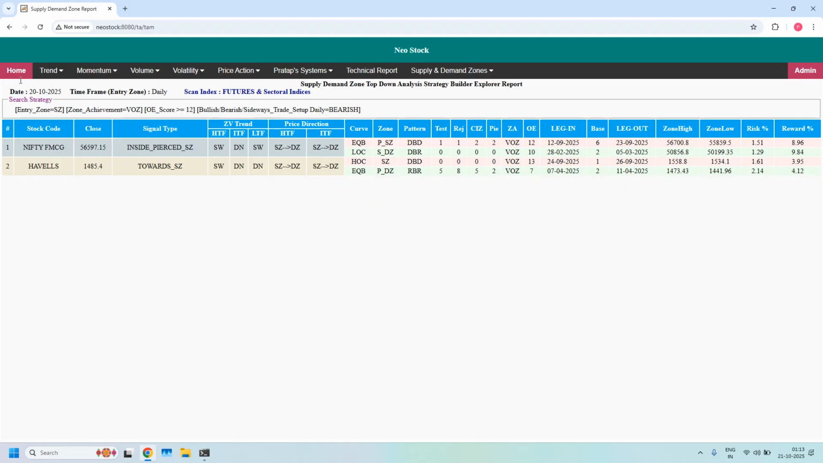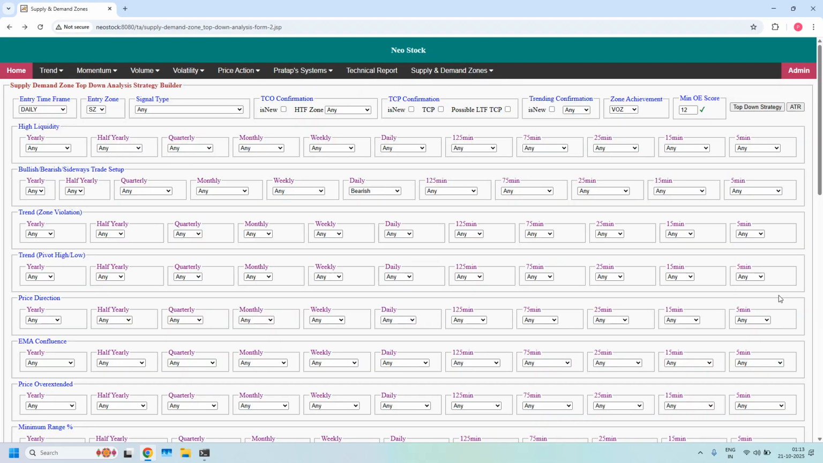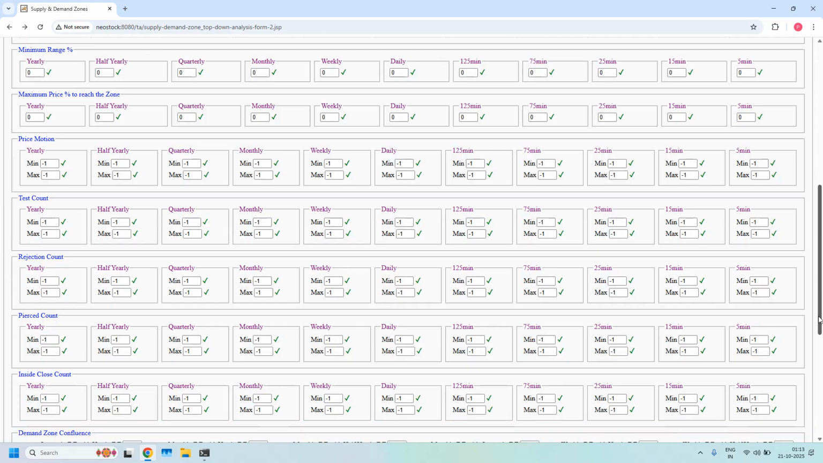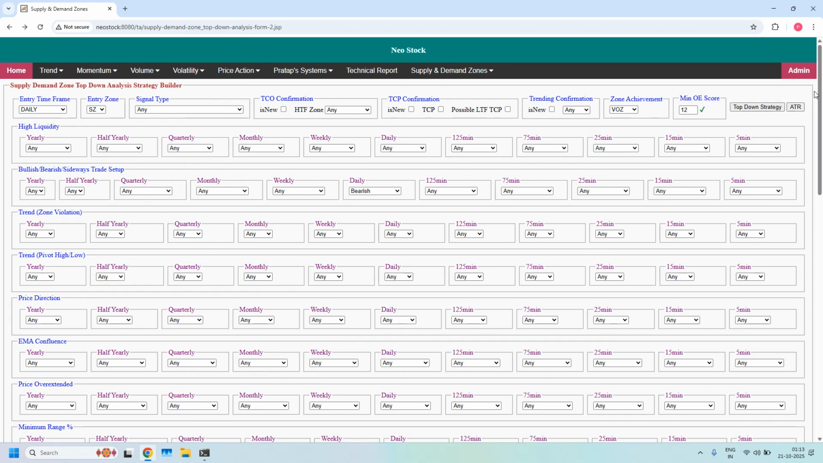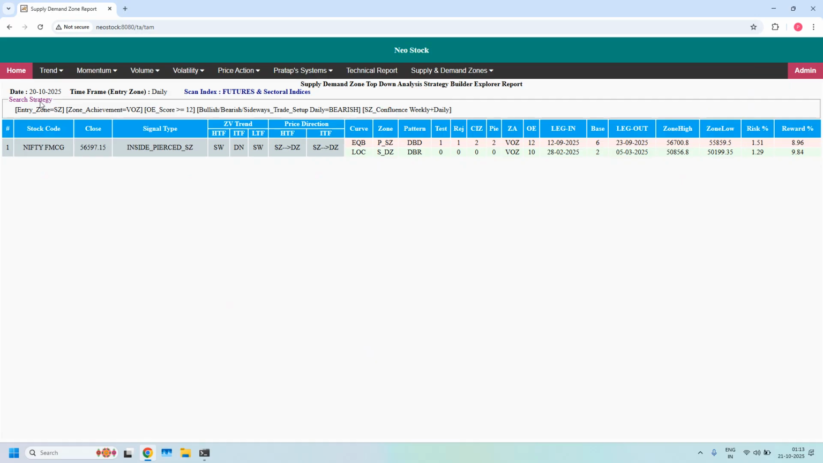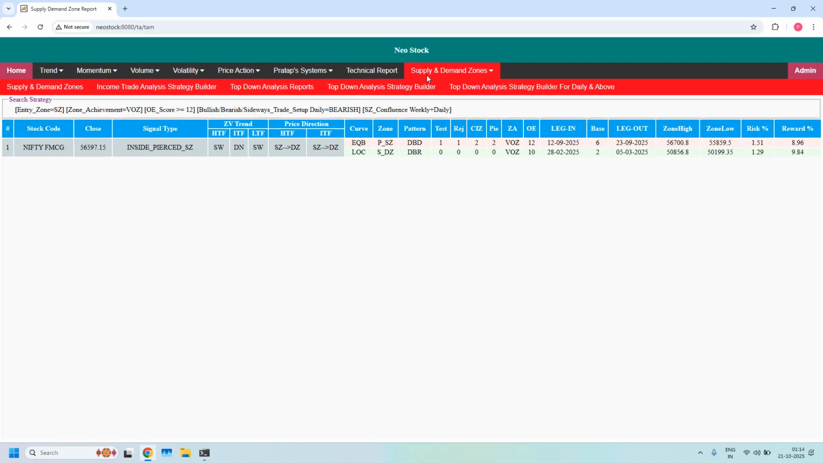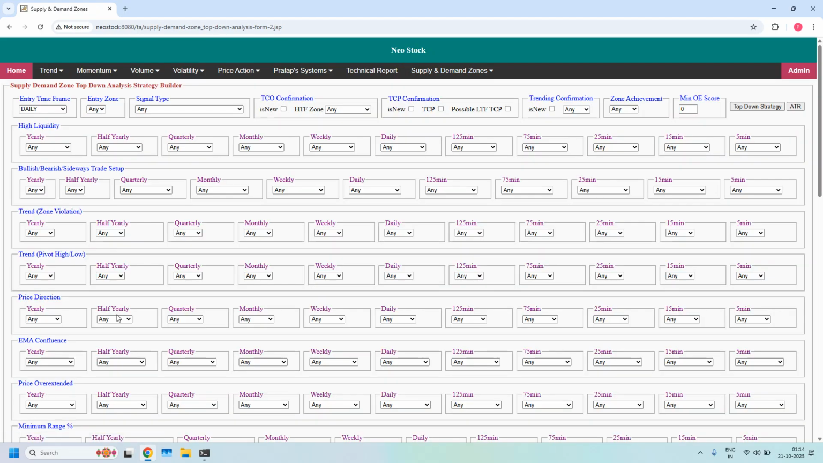Let's verify if this is having any high probability trade setup. First strategy, LTF and ITF, that is daily and weekly supply zone confluence. I am enabling. Yes, but it is a pierced zone, I am ignoring. So we don't have any stocks. This is bearish trade setup for monthly income trade. Okay, next trade setup is weekly income trade.